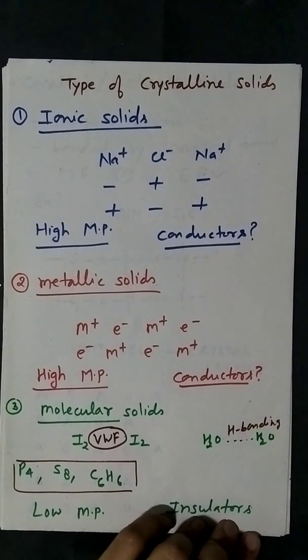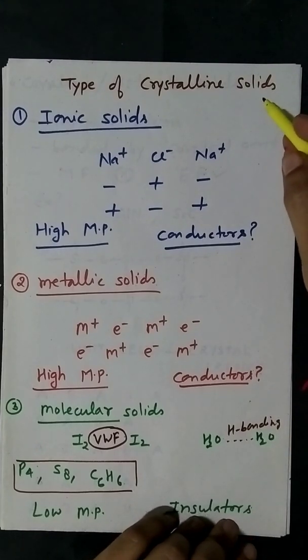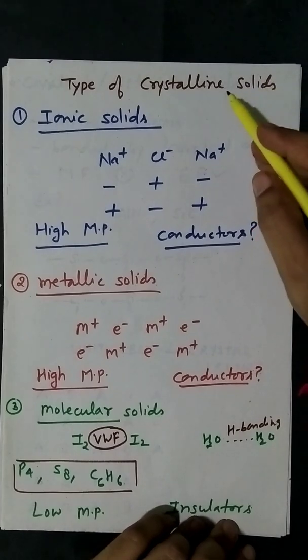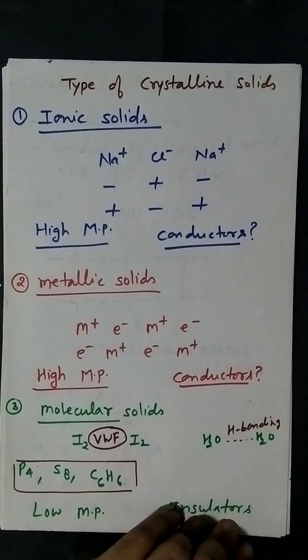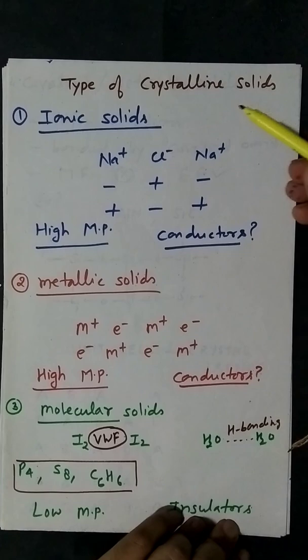Now, so far we have discussed crystalline and amorphous solids. The rest of the chapter is only for crystalline solids. So here the first point in crystalline solids is the types of crystalline solids. There are four types of crystalline solids. We can divide all crystalline solids into four categories.